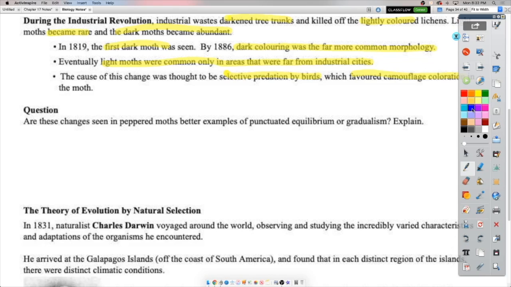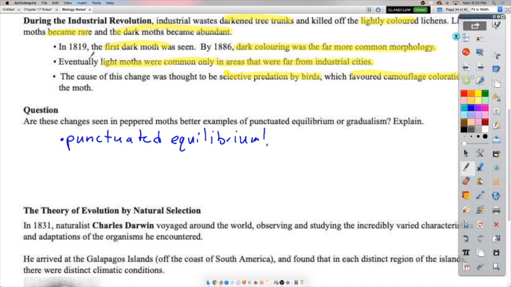We've suddenly had a change in the environment. Trees used to be light, now they're dark. Being light used to be good, now being dark is good if you want to hide from predators. So a sudden change in the environment has led to a shift in what is advantageous, and therefore who gets to survive more and have more babies, right? A shift in the population will occur. So this is textbook punctuated equilibrium.